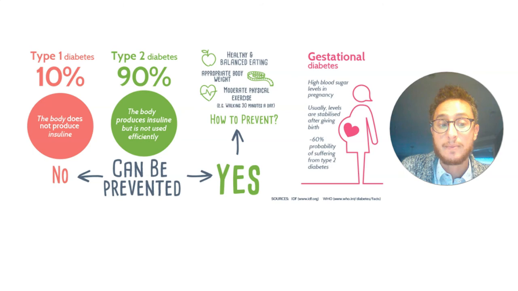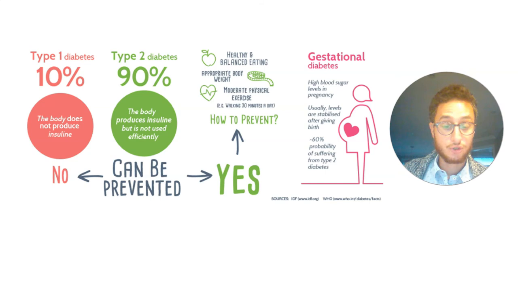But it is very well known that you can reduce your risks of getting type 2 diabetes by following a few simple lifestyle choices, like a moderate degree of exercise, trying to maintain an appropriate body weight, your healthy body weight, and having a healthy and balanced diet. Generally one that's not particularly high in simple sugars.